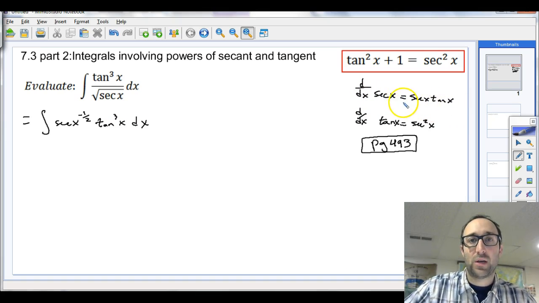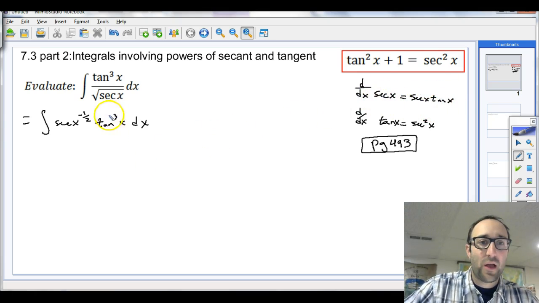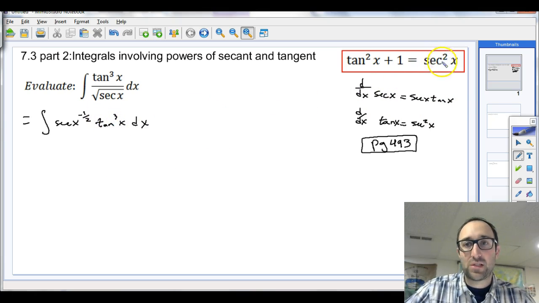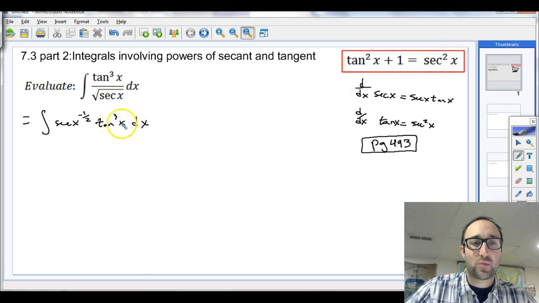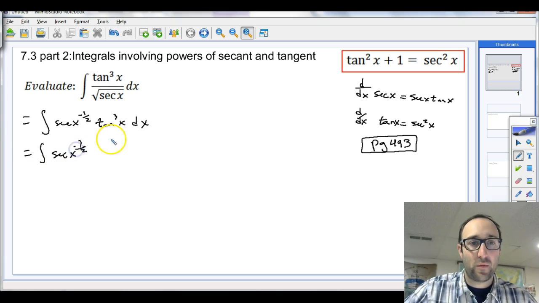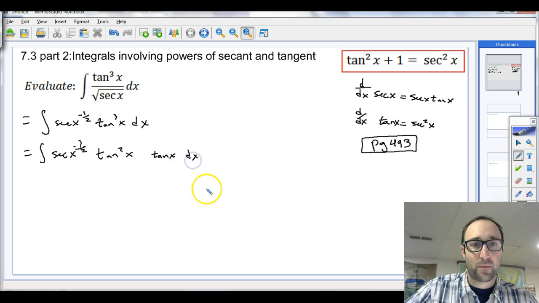That way when I do the substitution method, I should be able to do that. So I want to get everything in terms of secant, and I want to be left with the secant tangent left over, right? I have tangent squared, which means I can change that to a secant squared, and I'll have just one tangent left. So I'm going to rewrite this as the integral of secant x to the negative 1/2 times tangent squared x times tangent x dx. That means I just broke this up into two parts.